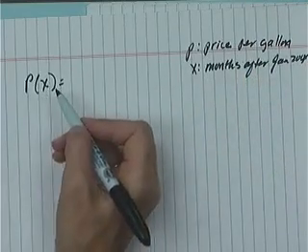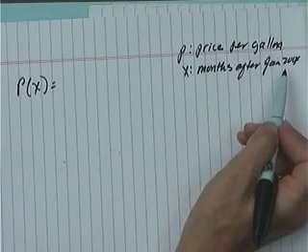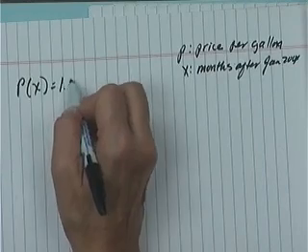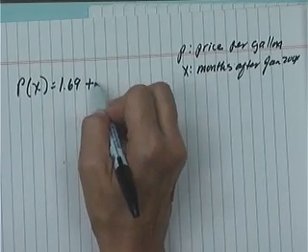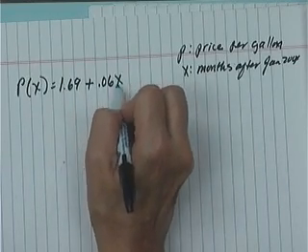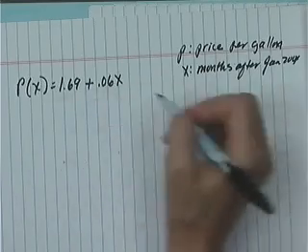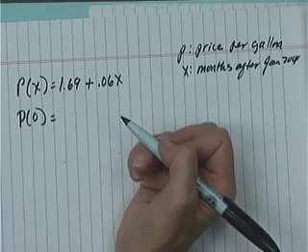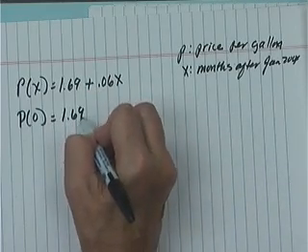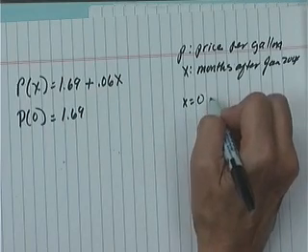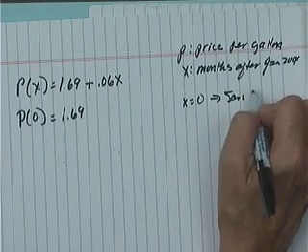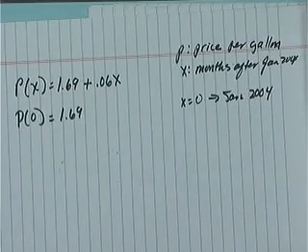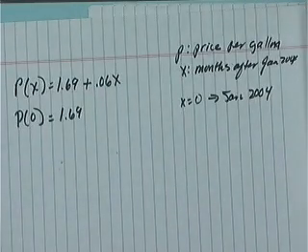All right, so the price based on the number of months after January 2004, what's my formula going to be? 1.69 plus 0.06 times X. So when I ask you what is P of 0, I would get 1.69. So when X is equal to 0, that corresponds to January 2004, correct? All right, so we need to get our bearings. That's why I did this, so we can answer the rest of the question.